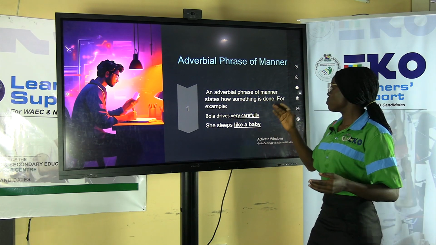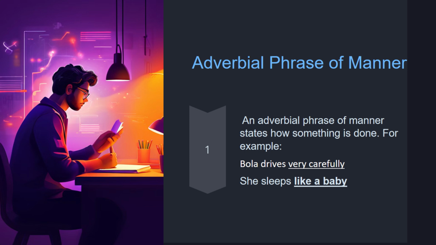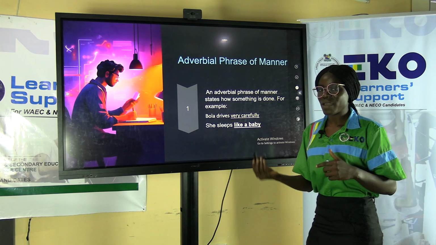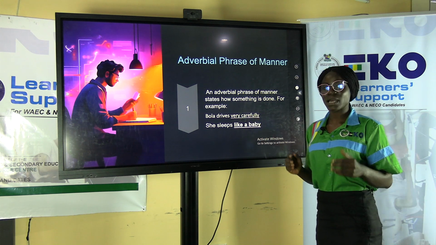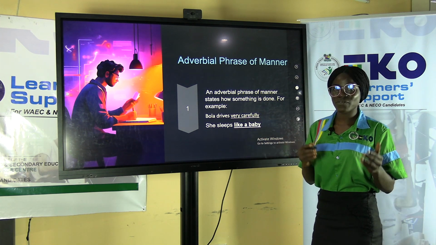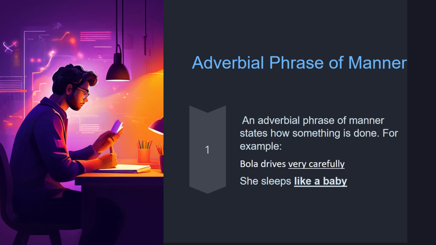Now we have adverbial phrase of manner. An adverbial phrase of manner states how something is done. To arrive at an adverbial phrase of manner, you should ask yourself the question how. Bola drives how? Very carefully. That's an adverbial phrase of manner. She sleeps how? Like a baby. That's also an example of an adverbial phrase of manner because it answers the question how.